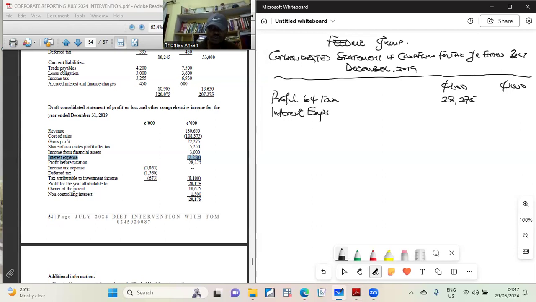Everything that is non-operating activity, we need to deal with it. So I'll add back 2250. Then what else? We have income from financial asset. It's not something you do, all right, operationally. So we have income from financial asset. So that one was added. We will deduct 3,000.